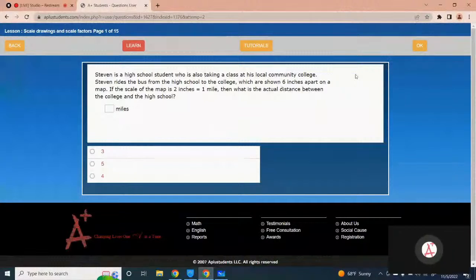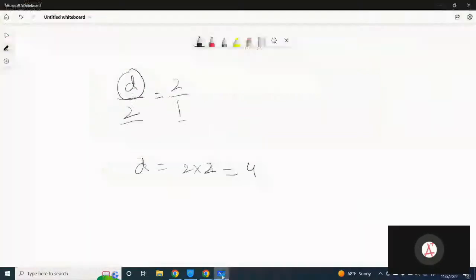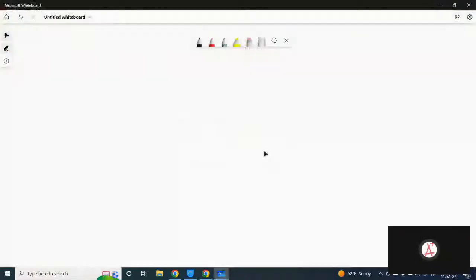That's exactly the same as the one we did on the board. So it would be 6 inches, and you have to find the actual distance. Got it? So it would be 6 divided by d.